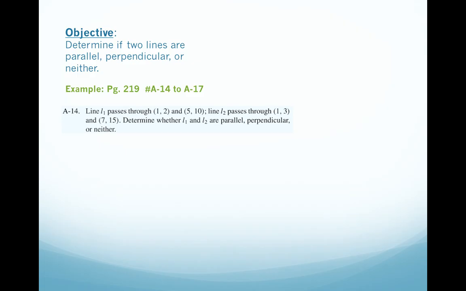In these next few examples, we're going to determine if two lines are parallel to each other, perpendicular to each other, or neither. In order for us to do that, we're going to go back to the definition of a parallel and perpendicular line. Parallel lines have the same slope, and perpendicular lines have negative reciprocal slopes. So let's go ahead and take a look at A14 on page 219.